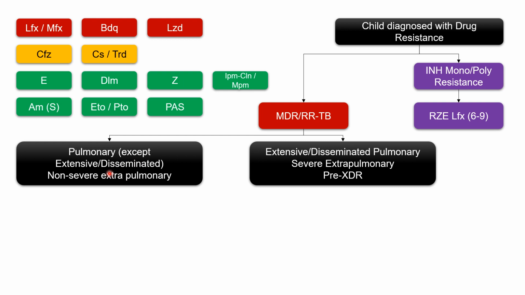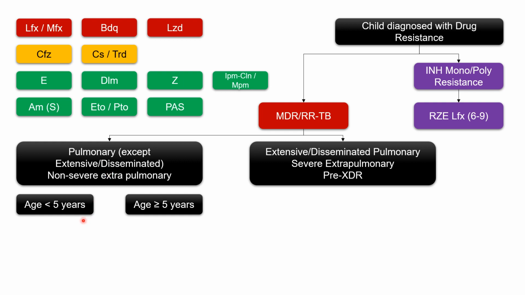So coming to the first group, this is a less severe category. Less severe category means this will require a shorter therapy. Less severe category means this will require a lesser number of drugs. So we have classified according to age group, less than 5 years, more than or equal to 5 years. Why? Because two of the drugs, one is delamanid and another is bedaquiline, they cannot be used below 6 years or below 5 years. So below 5 years age group, we have to think about replacement of bedaquiline or delamanid or avoid those, and above 5 years we can very happily include those drugs.